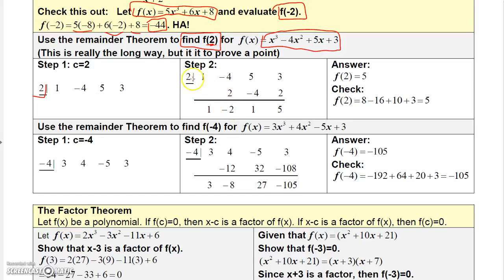So now do synthetic division, bring down the 1, 2 times 1 is 2, put it here, add it, get negative 2, multiply again, you get negative 4, add it to 5, you get 1, multiply again, you get 2, add it to 3, you get 5. So the remainder is 5. Now, check f of 2, and notice if you plug 2 into that function, you'll get 5. So pretty neat, huh? Now, do the same thing for f of negative 4. Actually, freeze the video and do this example, then you can check it over here just like I did. So let me move on to the factor theorem.